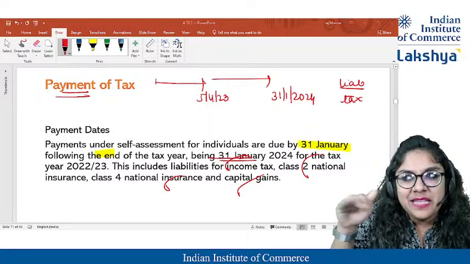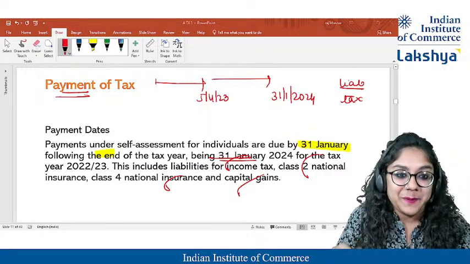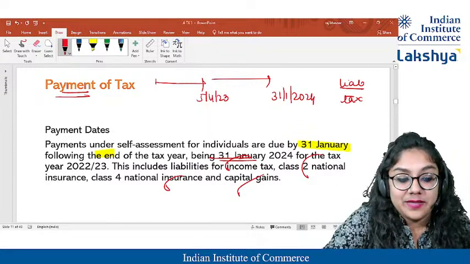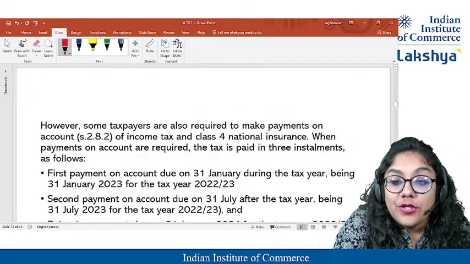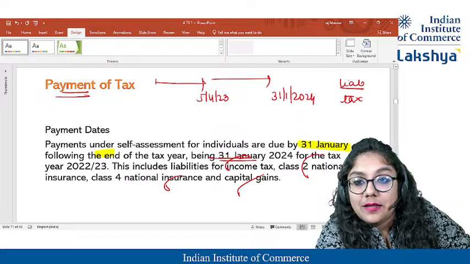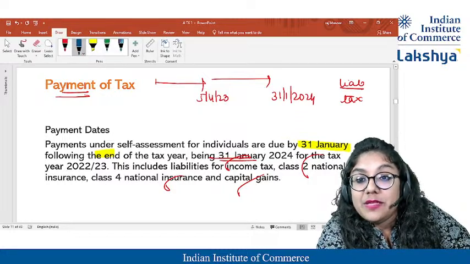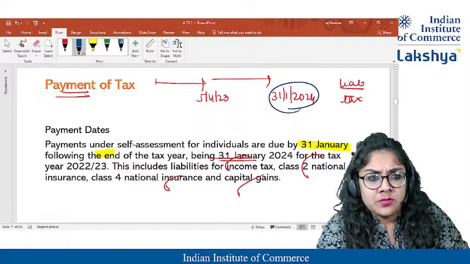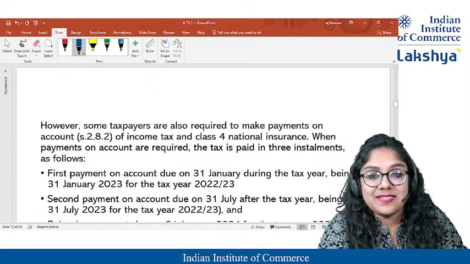Can I pay something in installments? Yes, we can pay in 3 equal installments. But anyhow, your payment should be completed by this date. So ma'am, when should I make the payment? Yeah, that is a question.